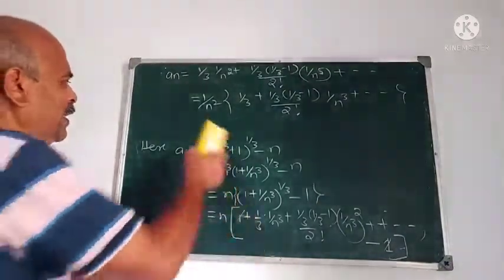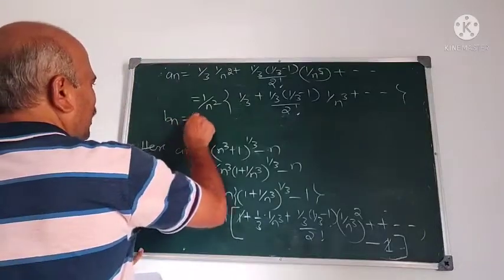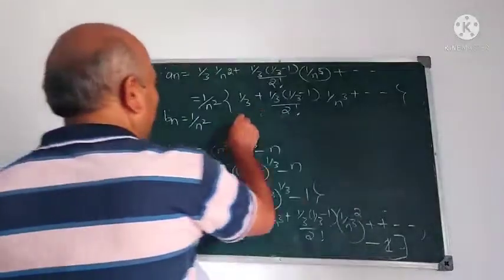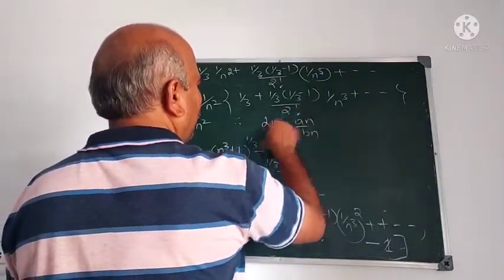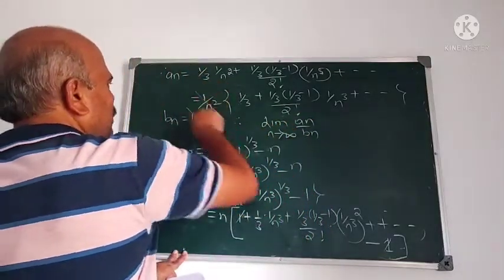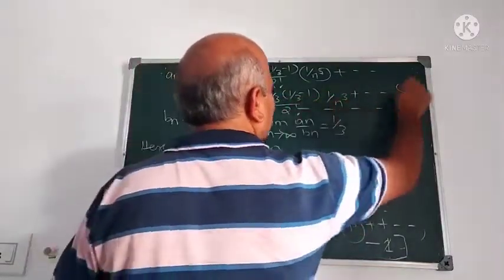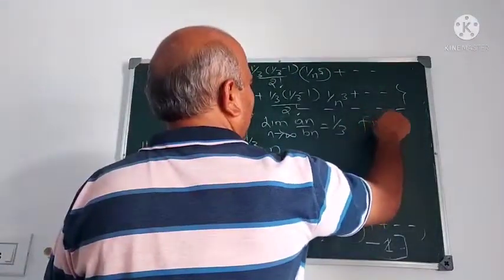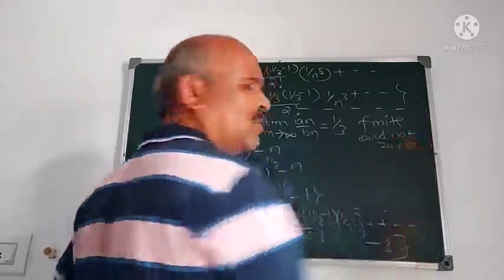Now therefore an is this. How to choose bn? We choose bn equal to 1 upon n square. Bn is 1 upon n square. Therefore, apply the comparison test. Limit an upon bn, n tends to infinity: this cancels, and we get 1 by 3, because all the next terms tend to 0 as n tends to infinity. Now it is finite and not 0. Not 0. Therefore, what is your conclusion?